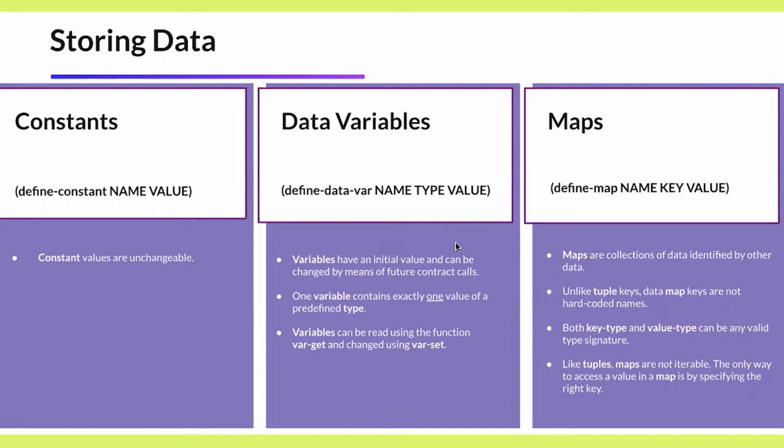Like tuples, maps are not iterable. The only way to access the value is by specifying the right key. And we will also get an example of this today.